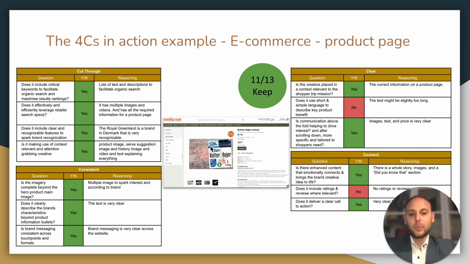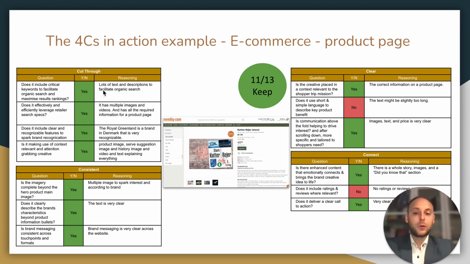It's very small, but what we see here is an image of some shrimps in a package. There's a lot of text and information, and here you are on the product page itself. So in this example, I've given it 11 out of 13 yeses. So this I would say is a keep, and it's a very great example of how you should set up a product page when it comes to e-commerce. It has great point of sale materials in there as well, great visuals and great text.